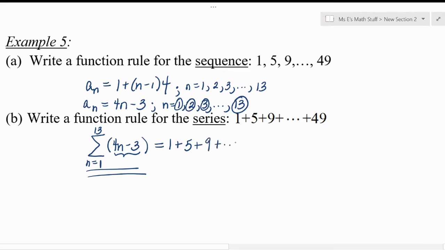And you keep doing that until you get to this upper bound, that top number. That's telling you when to stop. You stop after you plug 13 in. So that would be 4 times 13, which is 52, take away 3, which is 49. There we go. All right, so hopefully at this point you feel comfortable with the idea. You're starting to get a little comfortable with how to write a function rule for a list of numbers or a sequence, and then how to use sigma notation to basically say that you want to add the numbers together as opposed to just listing them.